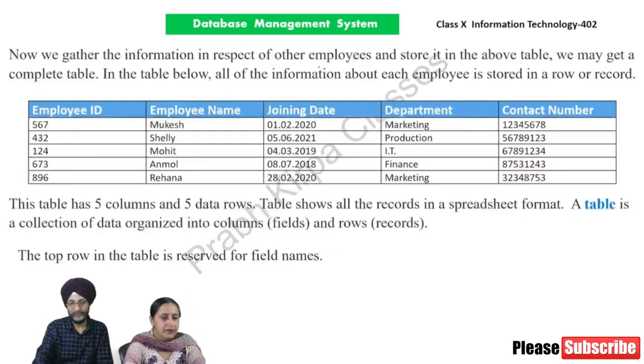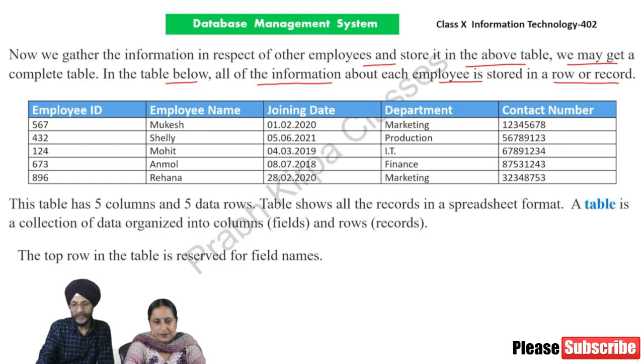Now we gather the information in respect of other employees and store it in the above table. We may get a complete table. In the table below, all of the information about each employee is stored in a row or record. Here in this table, you can see that there are many employees in respect of whom the information has been stored, and each employee is called an item, and this complete thing is called a table.